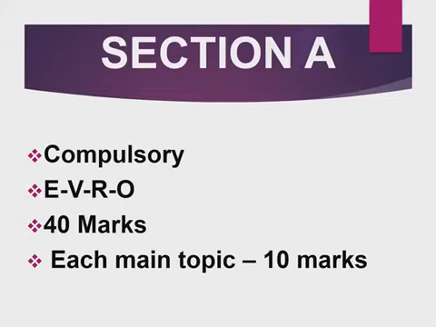Do we have Section A? We have Section B, and then we have Section C. If we add all three together, there will be three sections with a total of 300 marks. Okay.